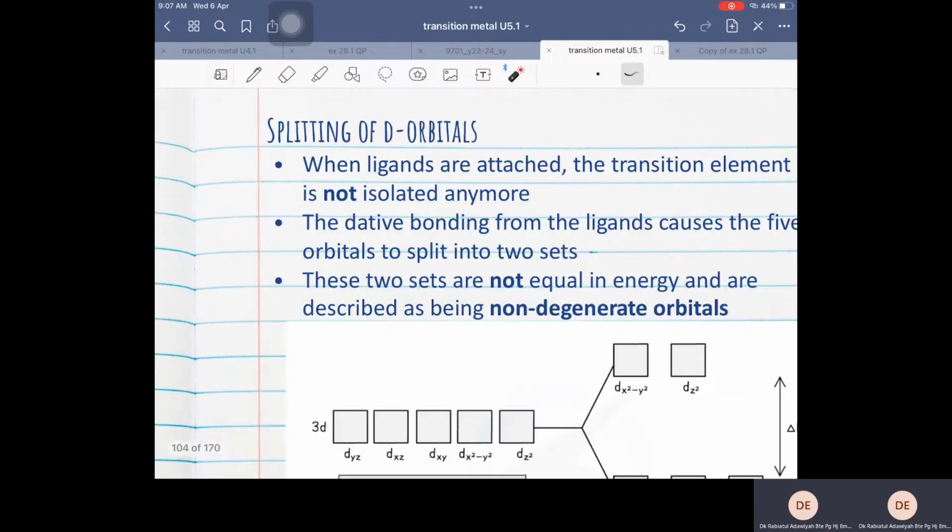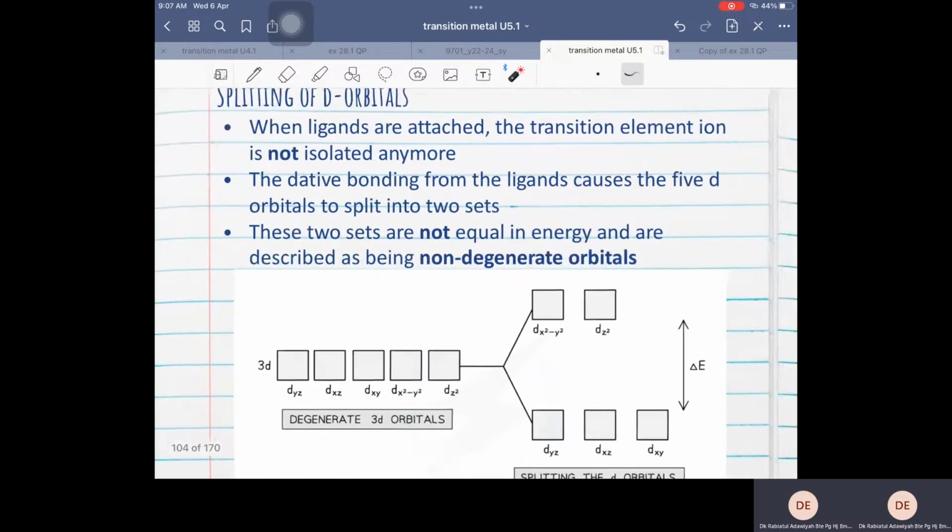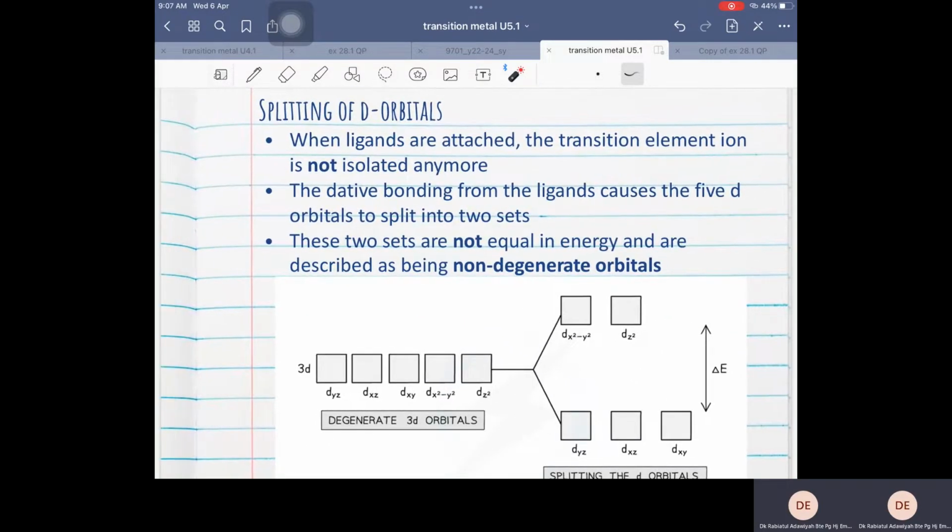Why we see colors. Okay? Right, splitting of the orbitals. If my transition metal is an atom, don't worry about this. I'm just using this diagram to help you understand that sentence where, in the presence of ligands, the bonds cause the d orbitals to be non-degenerate.